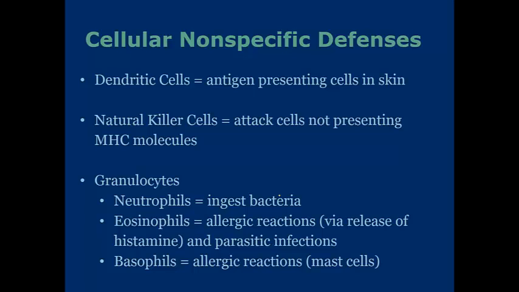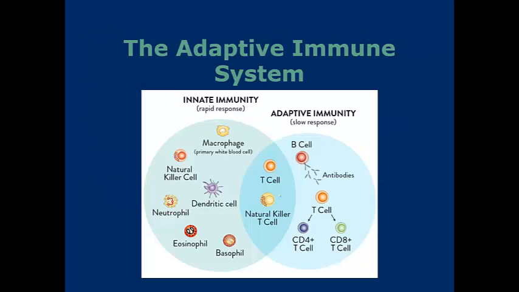The functions of granulocytes are listed below. Eosinophils in particular participate in allergic reactions along with basophils. When you have an improper allergic reaction, these are the cells that are largely causing the issue. So we talked about the rapid response. Let's go into the slow response, the adaptive immune system. Examples of these types of cells are listed on the right.